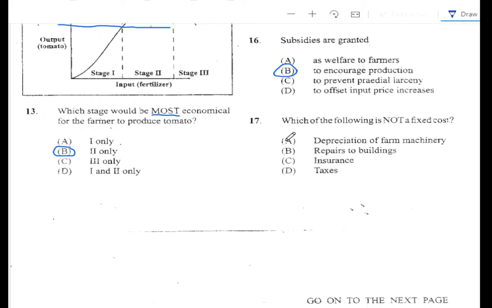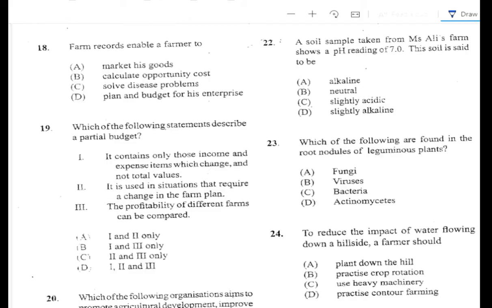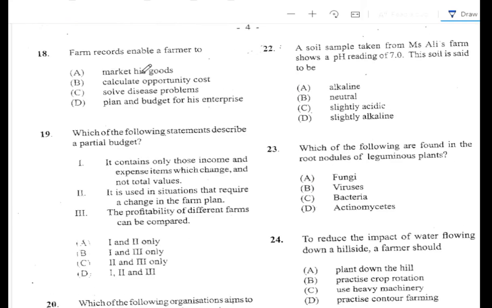Alright, question number 17. Which of the following is not a fixed cost? A, depreciation. That's a fixed cost. B, repairs to building. That's a variable cost. So the answer is B. C, insurance is fixed. D, tax is also fixed. Question number 18. Farmer cards enable a farmer to... best answer is D, to plan and budget for his enterprise.